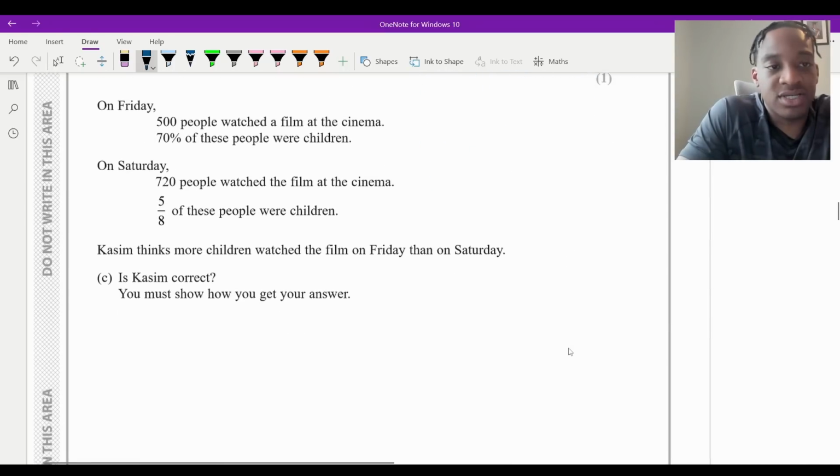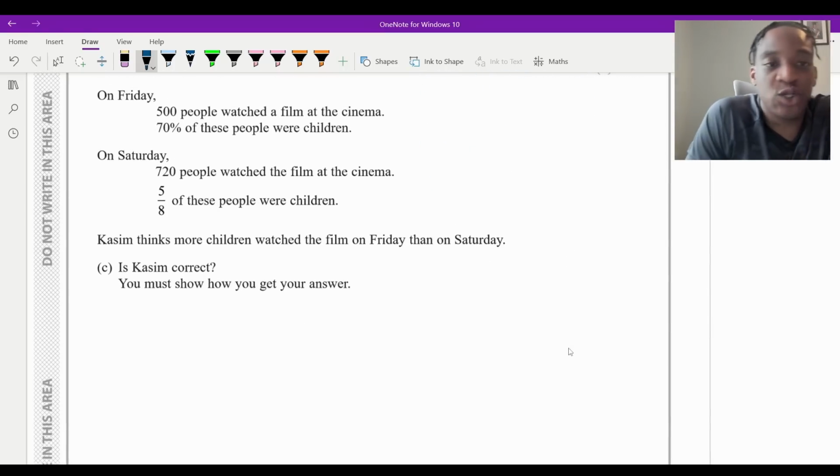Now, part C says on Friday, 500 people watched the film at the cinema. 70% of these people were children. On Saturday, 720 people watched the film at the cinema. 5/8 of these people were children. Kasim thinks more children watched the film on Friday than on Saturday. Is Kasim correct? You must show how you get your answer. So all we need to do is just work out how many children watched the film on Friday, work out how many children watched the film on Saturday, and then just compare.